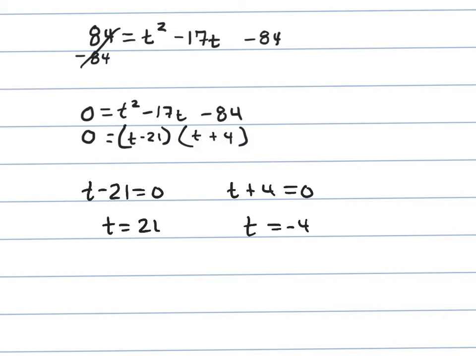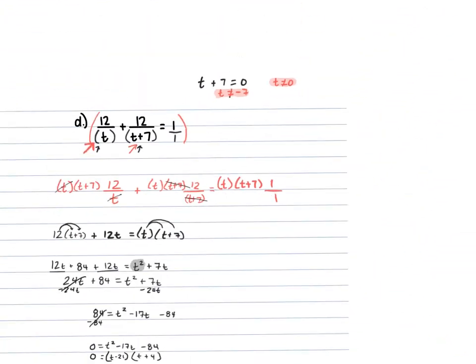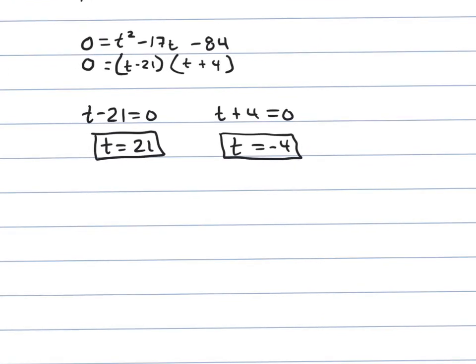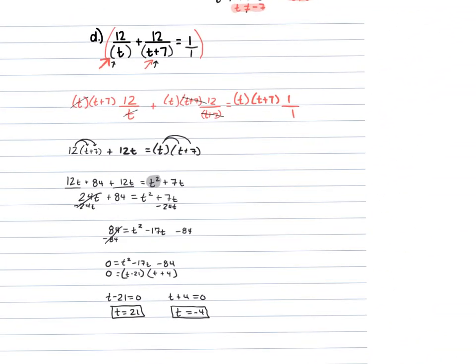Were either of those numbers on restriction? No, so these are both okay. I think the numbers that we said we couldn't use were -7 and 0. That's not one of the possible answers, so we don't need to worry about them. T can be 21 and t can be -4. That will work for this problem right here. I'm going to zoom out so everyone can see.